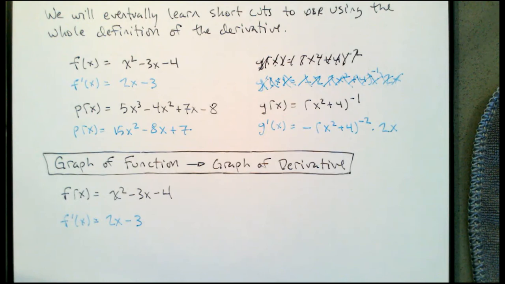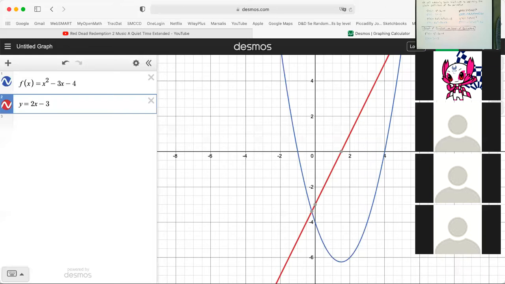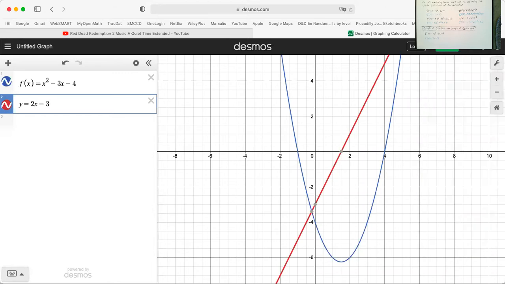Oops, I had the wrong stuff plugged in. So let's jump over to Desmos and take a look at these functions. That's not what we want to look at. Ah, here we go.